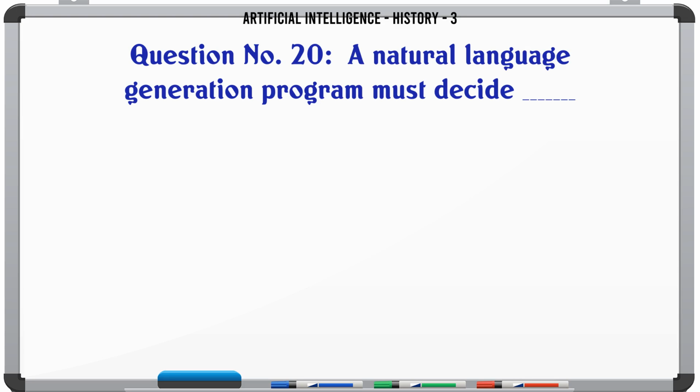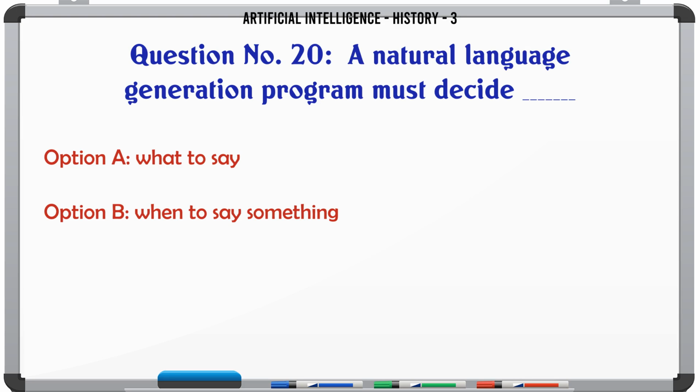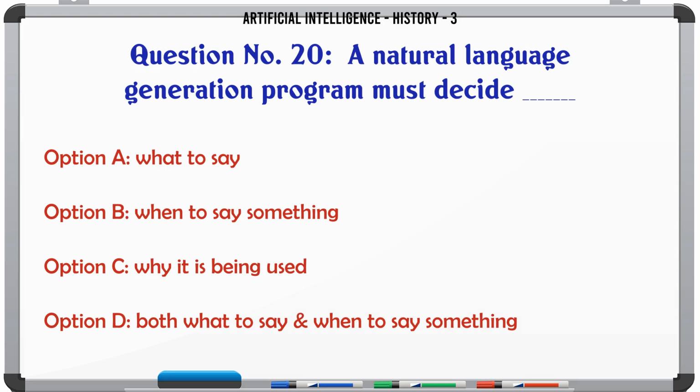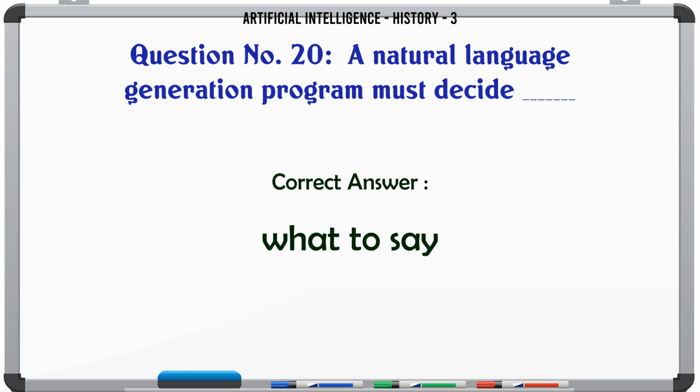A natural language generation program must decide A. What to say, B. When to say something, C. Why it is being used, D. Both what to say and when to say something. The correct answer is what to say.